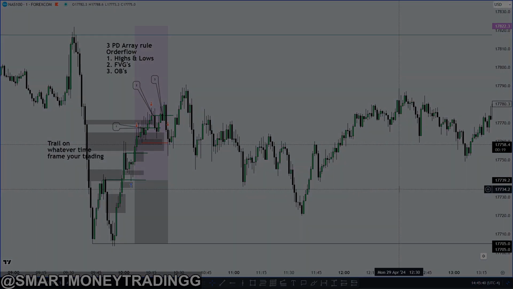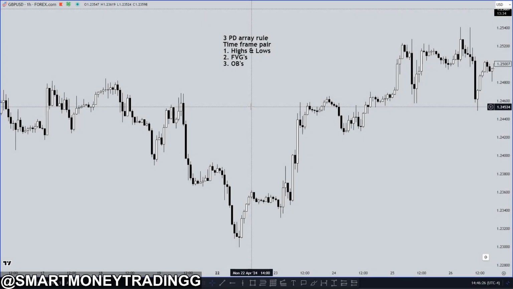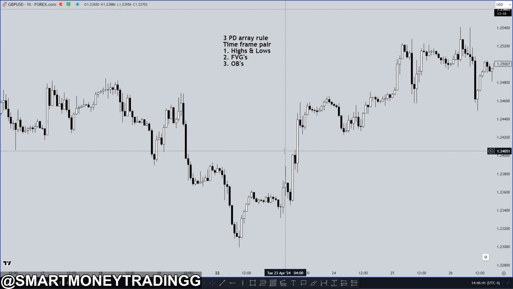As you can see here, if you time frame pair using the 3 PDA array rule with market maker models, that is by far one of the most powerful things you can do whenever you're trading. And I've seen people use the 3 PDA array rule as a form of a model. The enter as soon as 3 PDA arrays have been created and respected on different time frames, and I've seen that 3 PDA array rule executed beautifully.